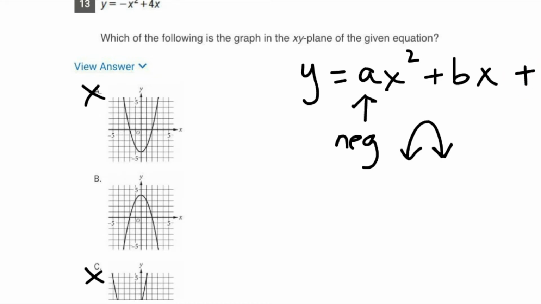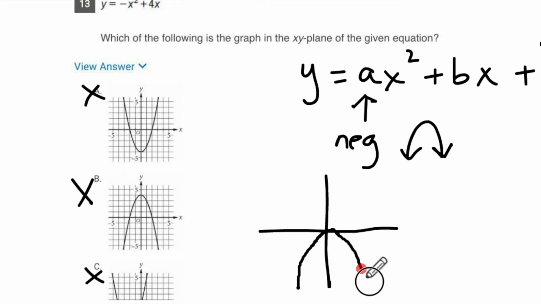The c value in a parabola is where it's going to cross the y-axis if x is 0. So if we look, it's going to cross the y-axis at 0, and this one crosses the y-axis at 4. So this one is definitely out. And the one that I don't even have on here, because I cut it off, is going to look like this parabola. So that would be the answer. So the answer to this one would be D.